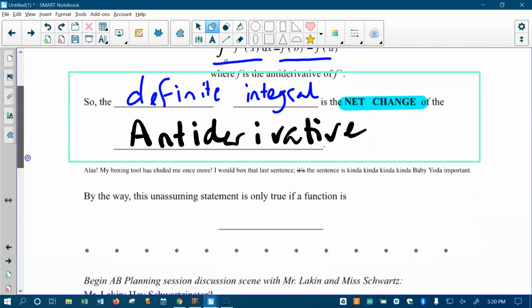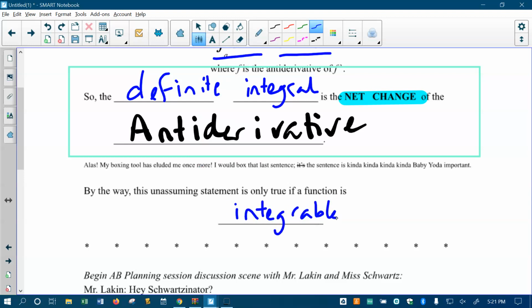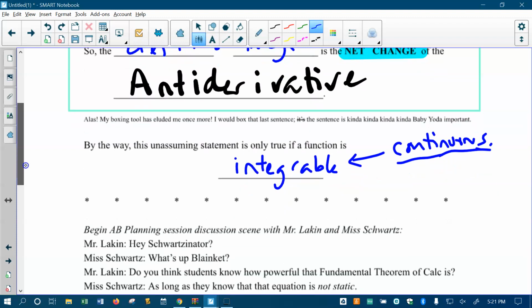And again, this is only true, by the way, I hope nobody paused the video and quit, this is only true if a function is integrable. Integrable means the function must be continuous. This does not work if you have a discontinuous function somewhere on the interval.